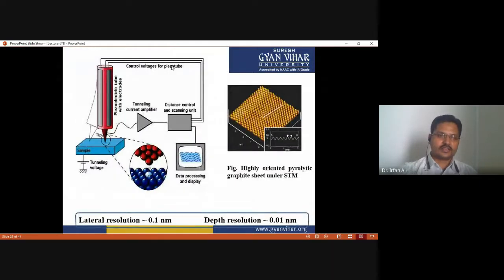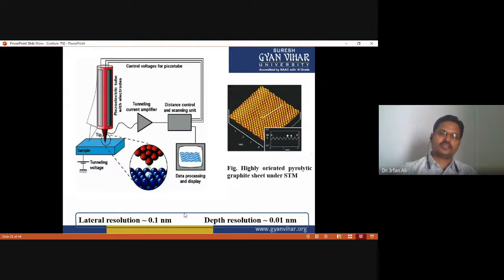So this is the way it works. Okay, you can see that this is a piezoelectric tube with electrode, and this is a tip, and this is the sample. Okay, and this is the tunneling voltage, and this is the tunneling current amplifier, and this is the distance control and scanning unit. Okay, that is data processing and display, and this is an image of highly oriented pyrolytic graphite sheet under scanning tunneling microscopy. Okay, you can see how clear an image you can obtain by the use of scanning tunneling microscopy.